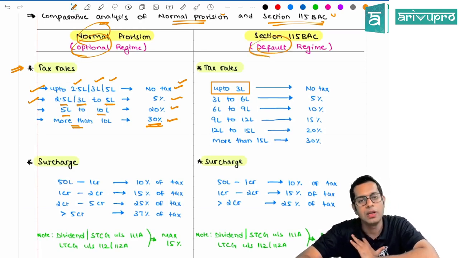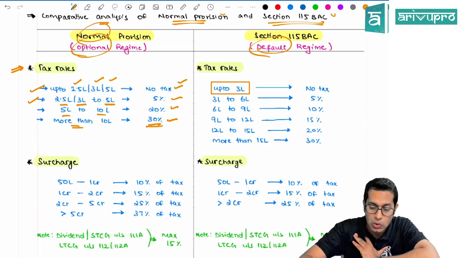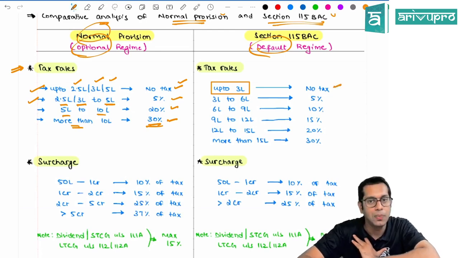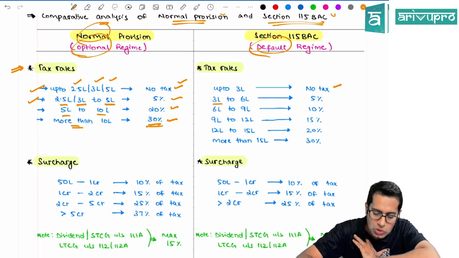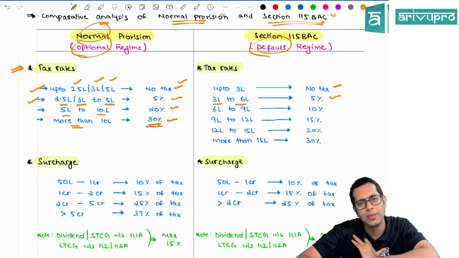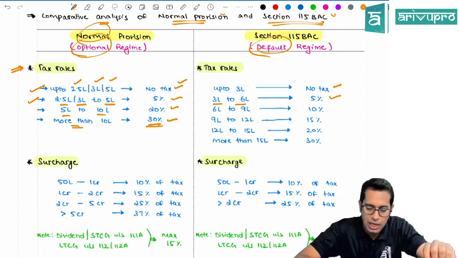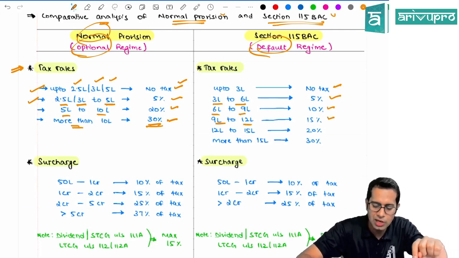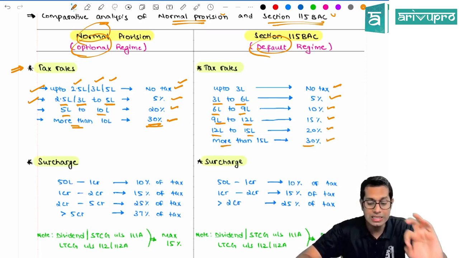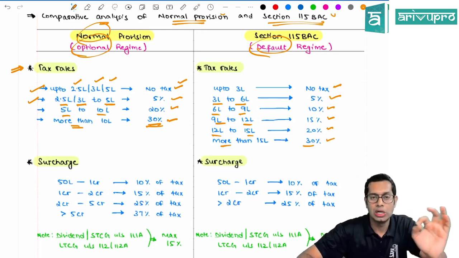However, under 115BAC or under default regime, you don't have to pay any tax up to 3 lakh rupees of your income. Then, if your income is from 3 lakh rupees to 6 lakh rupees, the tax rate applicable to you will be 5%. If it is 6 lakhs to 9 lakhs, 10%, 9 lakhs to 12 lakhs, 15%, 12 to 15, 20%, and more than 15, 30%. So basically what is happening under default regime?